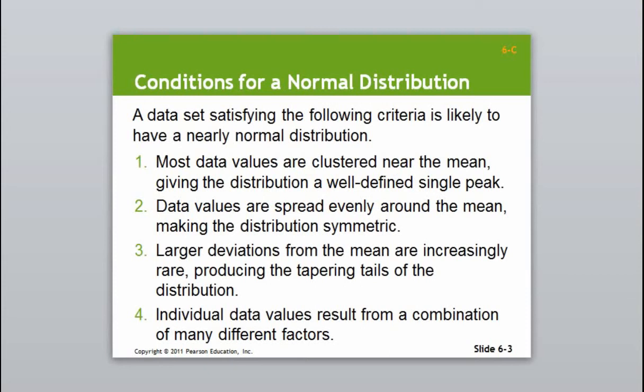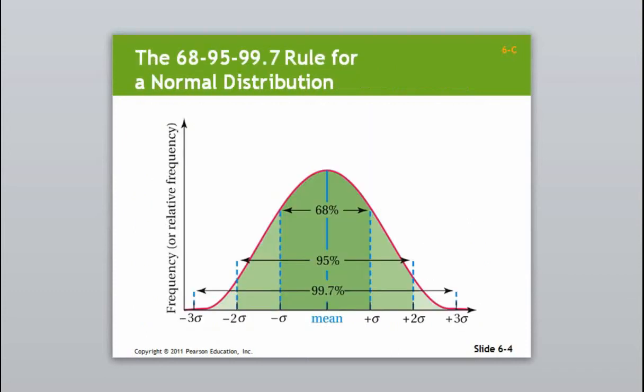Here are some conditions for identifying when something might be normal. Typically with a normal distribution, most of the data values are in the middle, which gives us that well-defined peak. They're also spread evenly about the middle, so there's some big and some small that make it symmetric. It is rare to have data values that are really big or really small, which is why everything's clustered in the middle, and the data can come from a couple of different factors, which is why there's some spread to it.